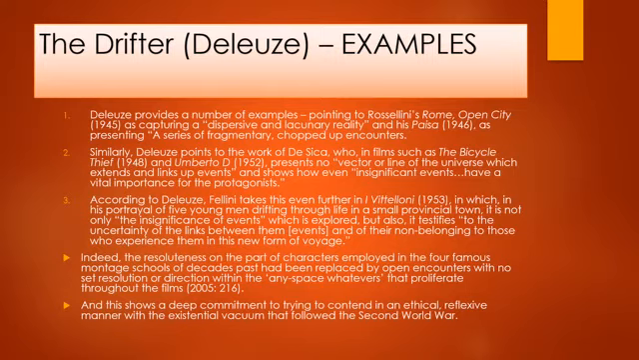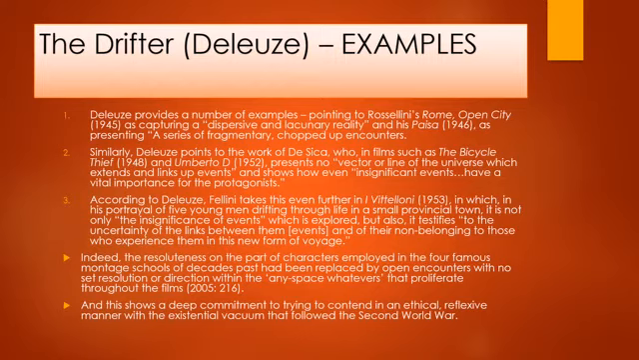Similarly, number 2, Deleuze points to the work of De Sica, who in films such as The Bicycle Thief and Umberto D presents no vector or line of the universe which extends and links up events, and shows how even insignificant events have a vital importance for the protagonists. So that's an important one.